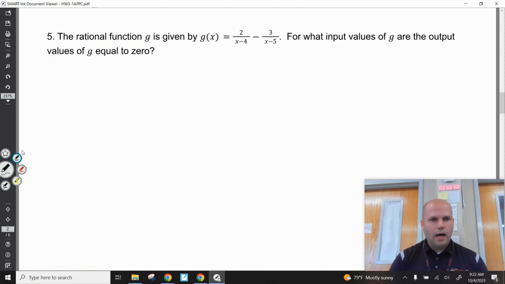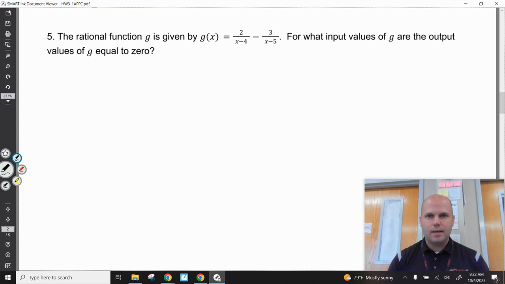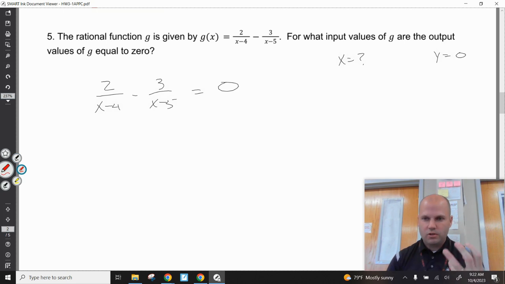Okay. Now we're talking about multiple rationals that we are going to combine. And the question is, what input values, those are x values, make the output values, those are y values, equal to 0. So we're going to take this g function and we're going to set it equal to 0. Now, for rational functions, to be able to manipulate them, we want just one rational to be able to analyze them. We just want one rational, like what is the top divided by the bottom. This is how we're going to do it. We're going to need a common denominator.